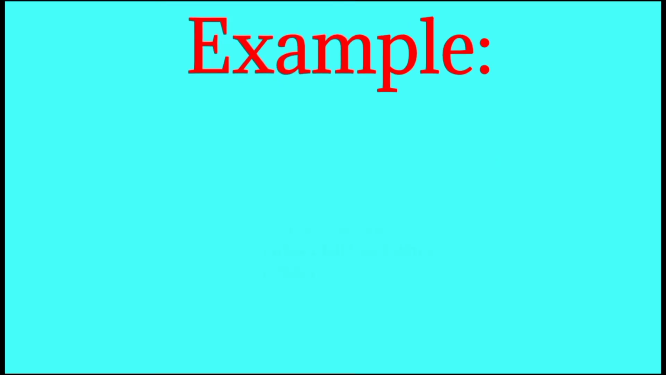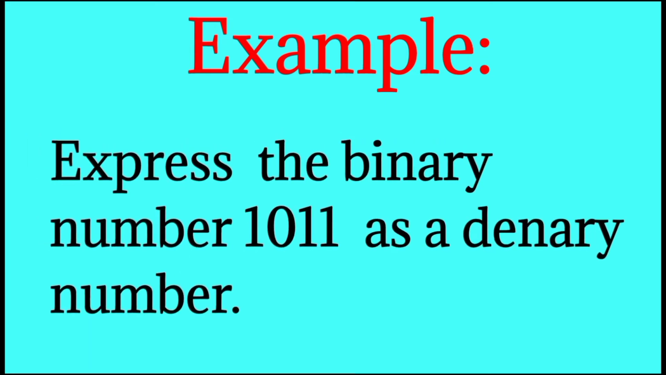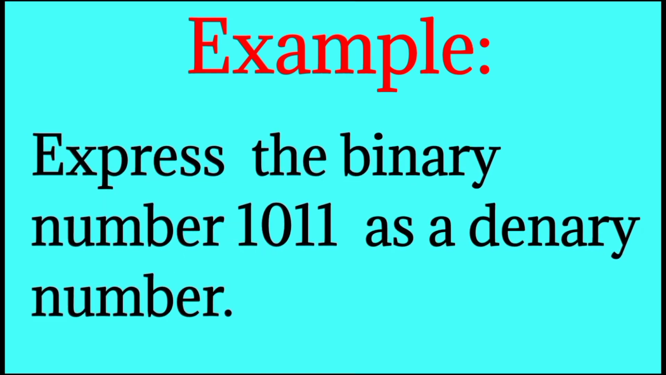Let's take a look at this very example. It says, express the binary number 1011 as a denary number. So the first thing you are going to do here is to express the given binary number in the powers of 2, starting from the very smallest power. Since we have 4 digits, the smallest power is 0 and the highest power is 3. So we have 1 to the power of 3, 0 to the power of 2, 1 to the power of 1, then 1 to the power of 0.